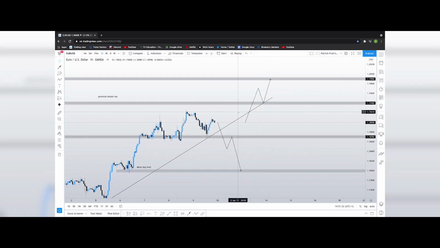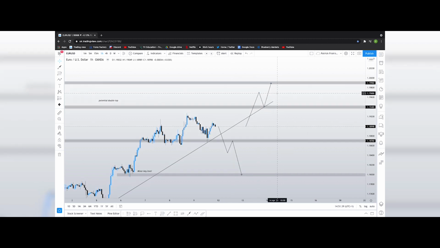Looking at the buy positions, I do want to see a break above 1.19400 and a nice retest before making the moves up to 1.19900.